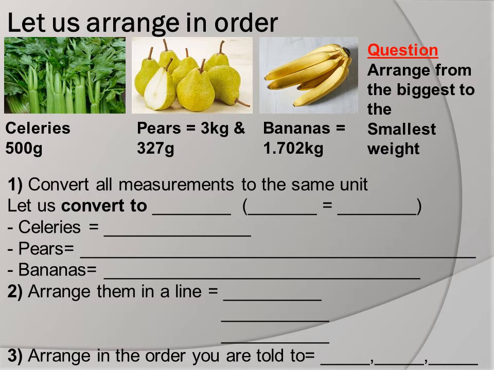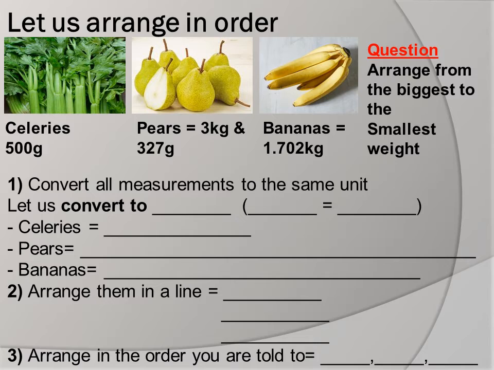But this time around, I have the blank spaces. We've done the first and the second, and I want you to try this one now. We have celeries, pears, and bananas. And what's the question? You're to arrange from the biggest to the smallest weight. Remember, mass has to do with weight.